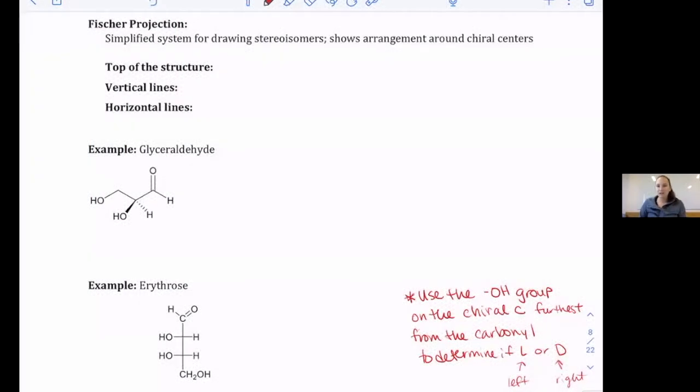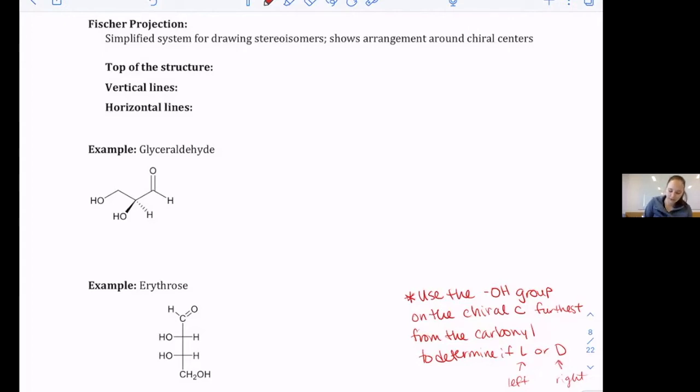Okay, so lastly, we are going to discuss Fischer projections. This is a version of how you write out chiral molecules. Specifically, these are going to be used for our carbohydrates and sugars because it helps simplify the drawings of these molecules. It's known that when you're drawing a Fischer projection, even though you're drawing it in a 2D representation, you still have chiral centers there, and it is a tetrahedral molecule. So this is a simplified system for drawing stereoisomers, which shows the arrangement around each chiral center.